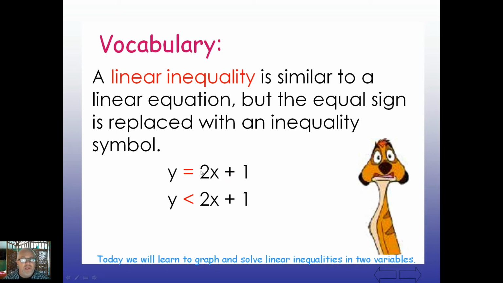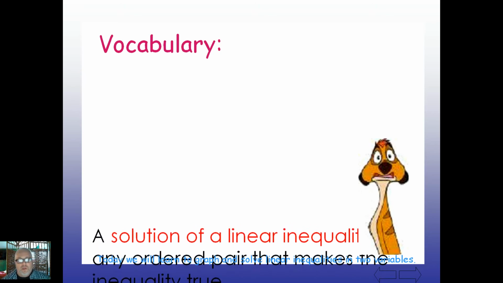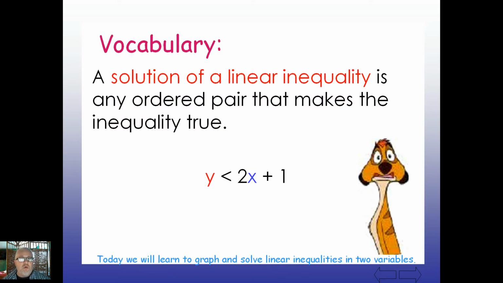This says y is equal to 2x plus 1. This says y is strictly less than 2x plus 1. So we'll find out what that means in a graphic sense in a second. Right there. Okay. Let's see. Also, we have a solution of a linear inequality is any ordered pair that makes the inequality true.